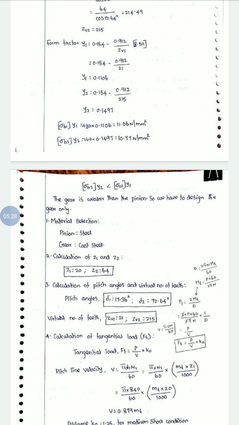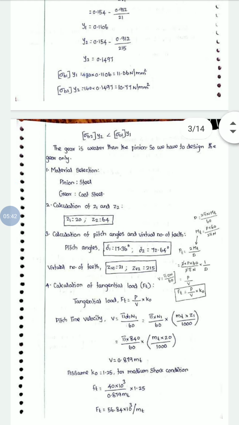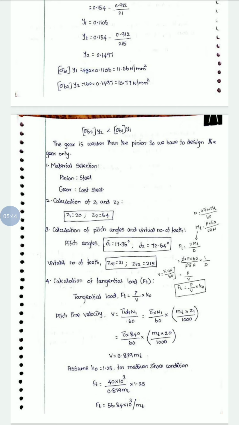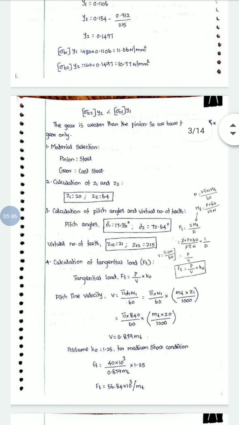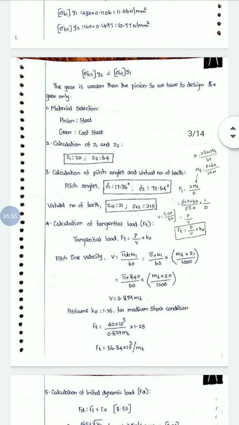So now we are substituting those values in the form factor formula: y1 is equal to 0.154 minus 0.912 divided by 21, which is 0.1106. That is the form factor value. As usual, substituting the ZV2 value in the y2 formula, we get the y2 value, that is equal to 0.1497.